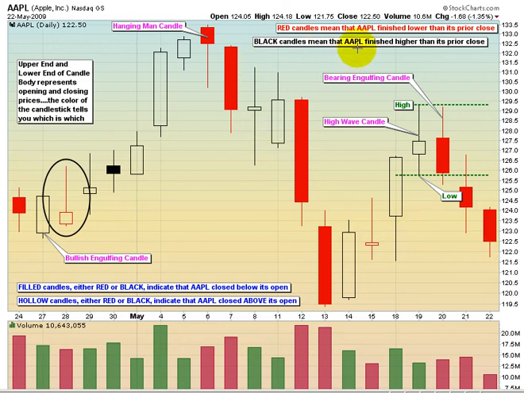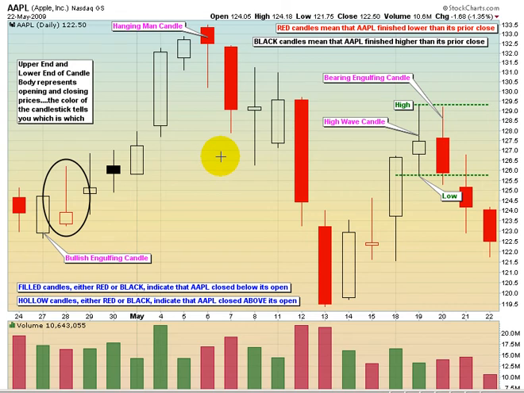Now the black candles, as you might expect, are the opposite. The black candles mean that Apple finished higher than its prior close. So all of the black candles, whether they're filled, like this one on April 30th, or hollow, like these in the early part of May, all of the black candlesticks mean that Apple finished higher than its prior close, so you would have made money if you had been holding.